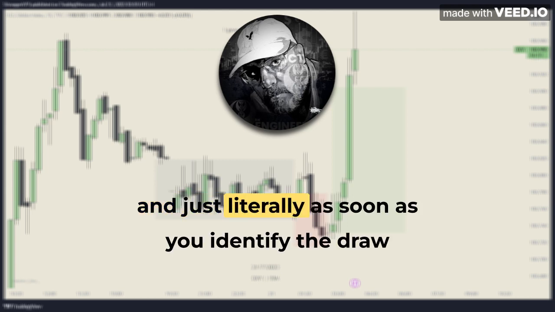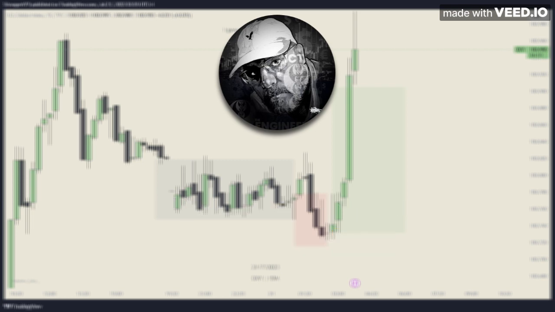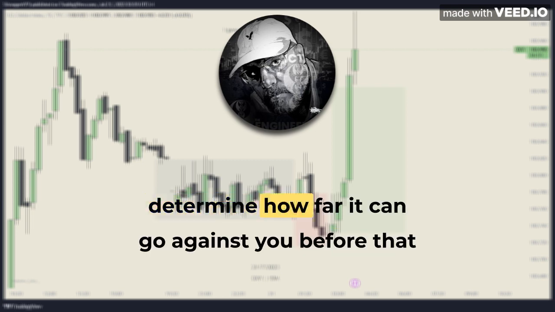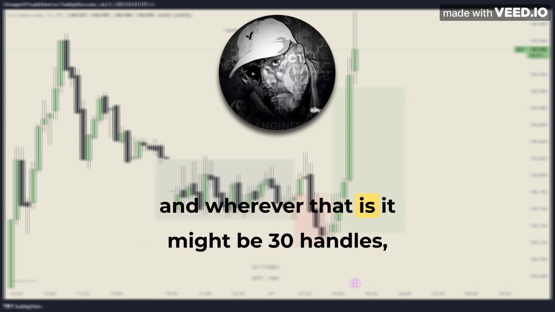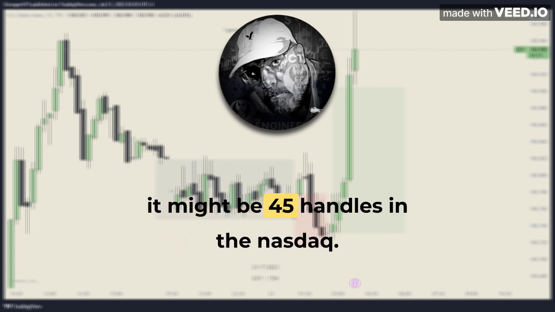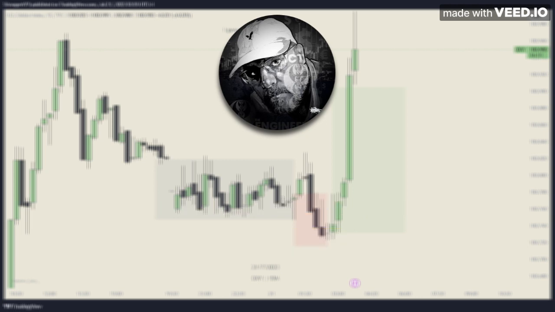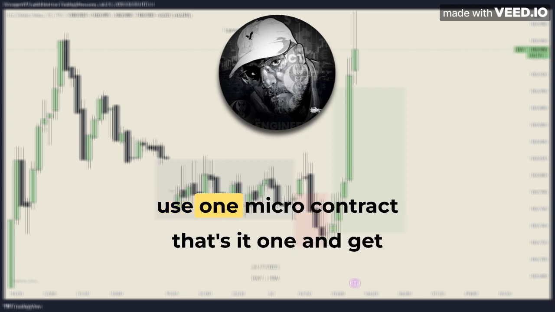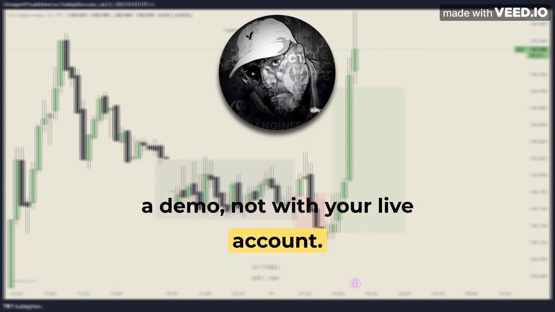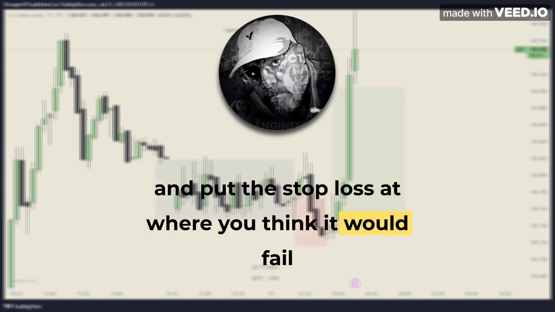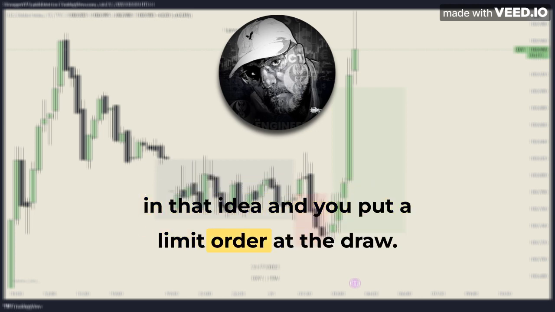And just literally, as soon as you identify the draw, determine how far it can go against you before that idea would be null and void for that session. And wherever that is, it might be 30 handles. It might be 45 handles in the NASDAQ. Use one micro contract. That's it, one. And get in there and trade with it right there in a demo, not with your live account, and put the stop loss at where you think it would fail in that idea. And you put a limit order at the draw.